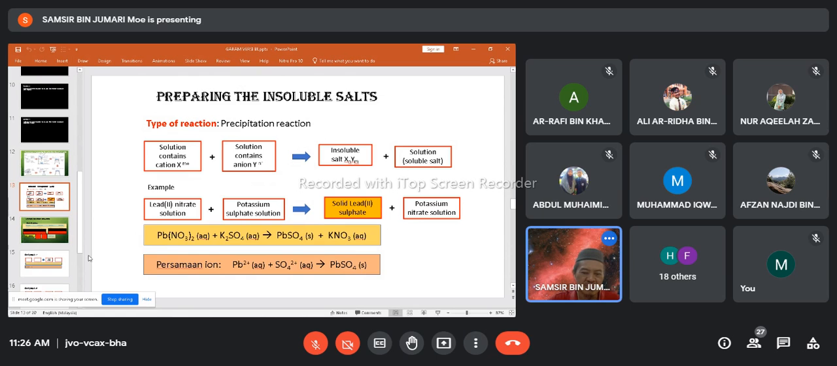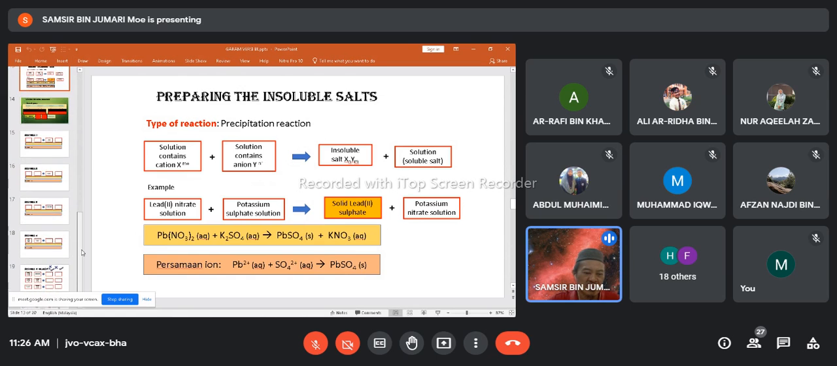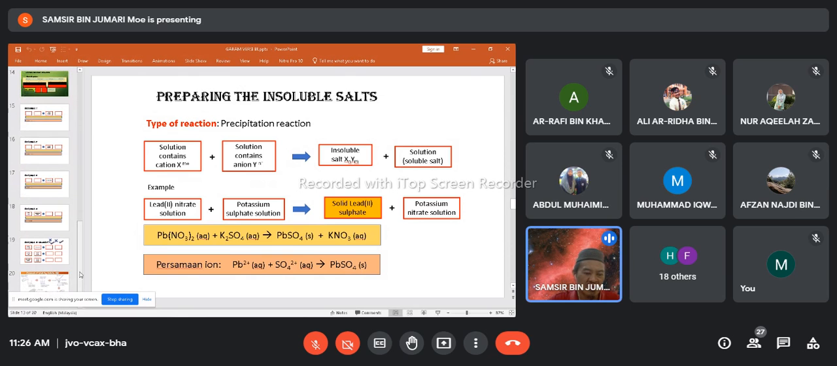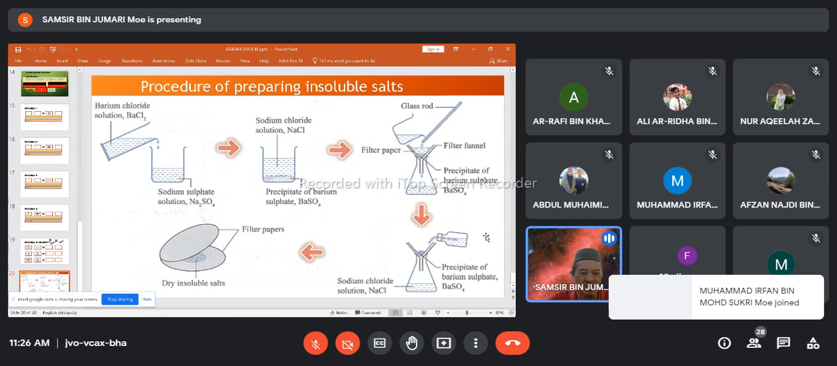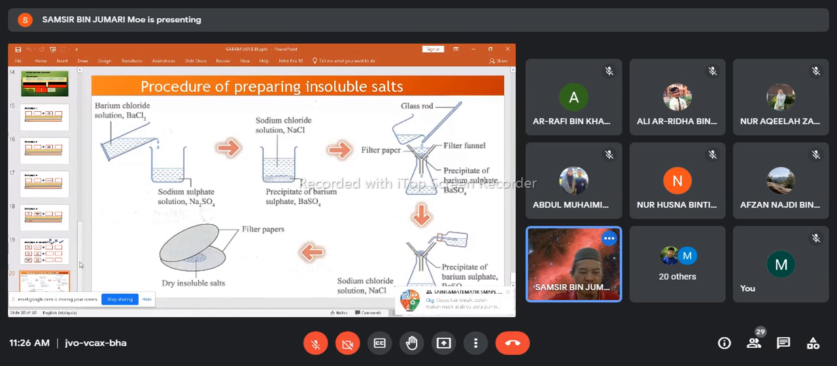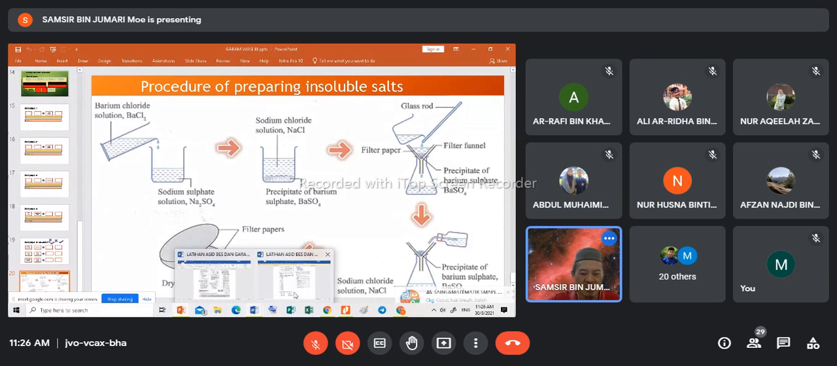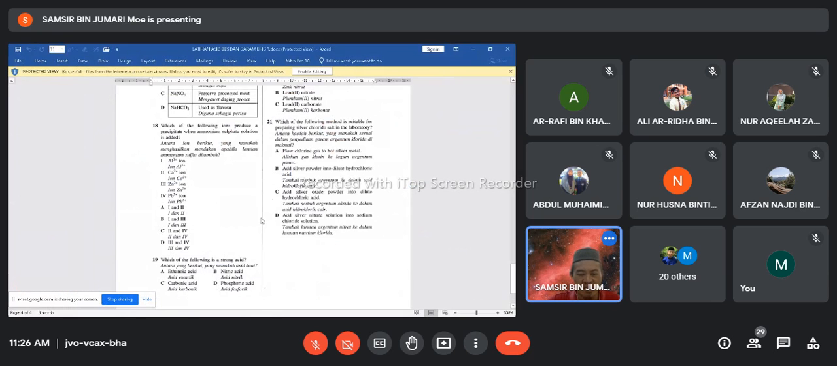Okay, and the procedure in the experiment also has been discussed. This is an insoluble salt, as well as the soluble salts. All right, all of them have already been discussed in the previous lessons. Now we want to make discussion in the question. For example, question number 21.